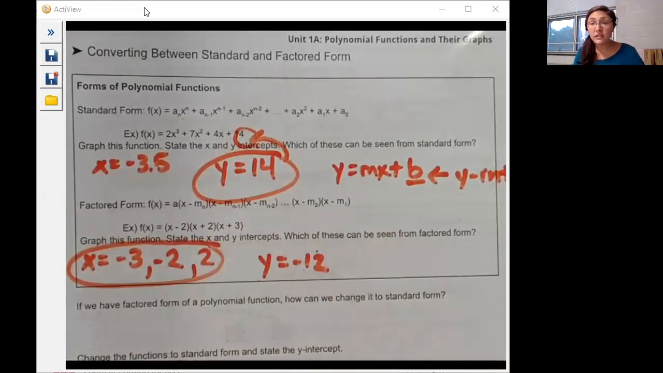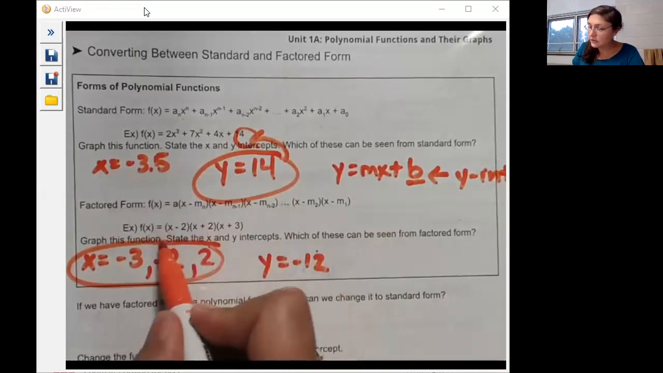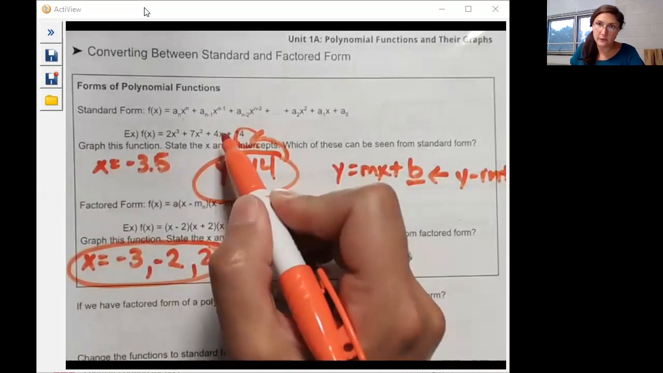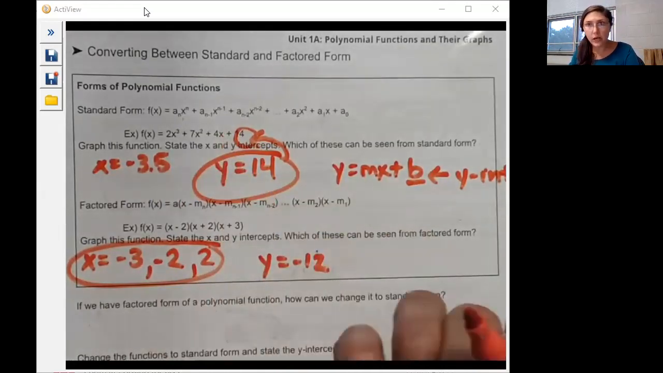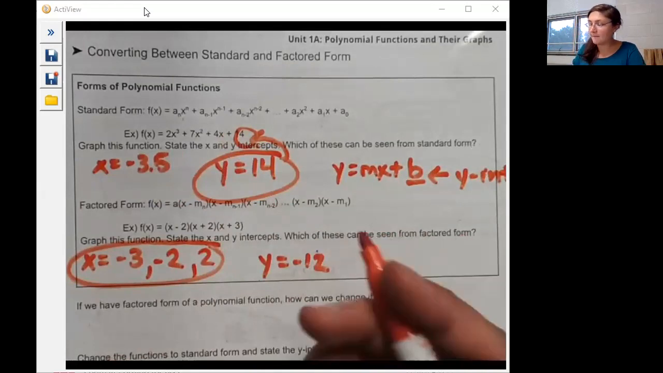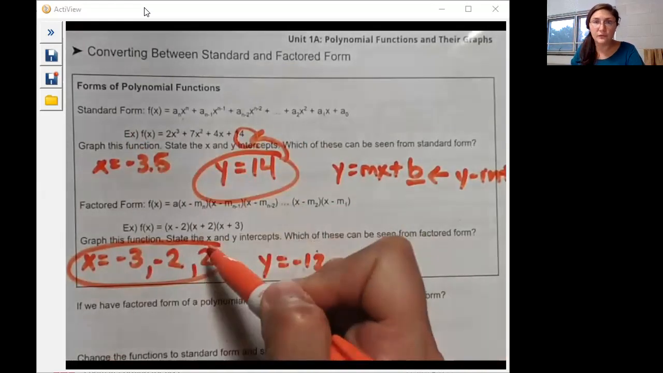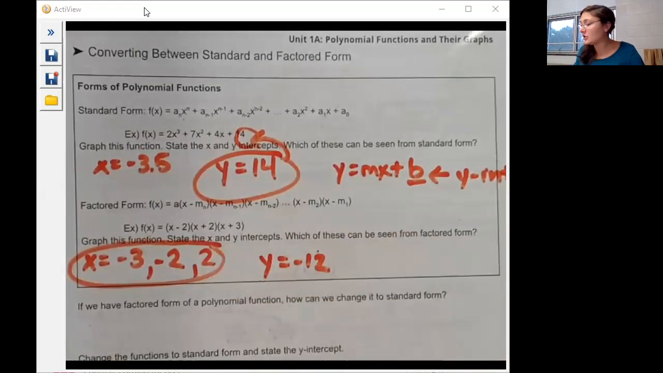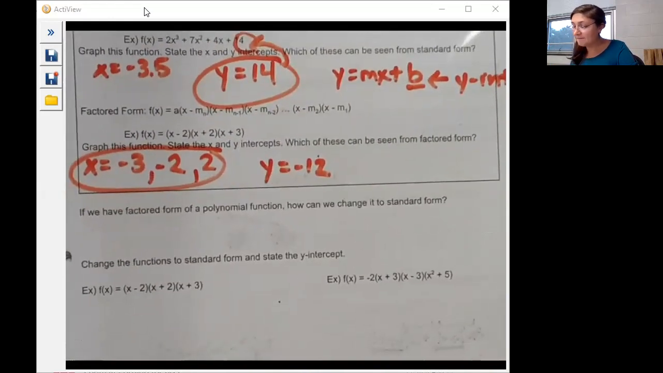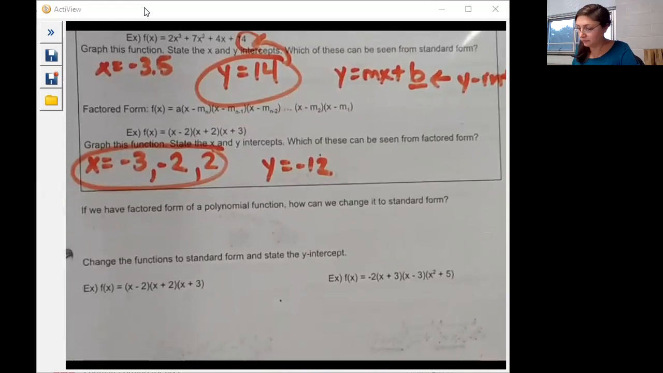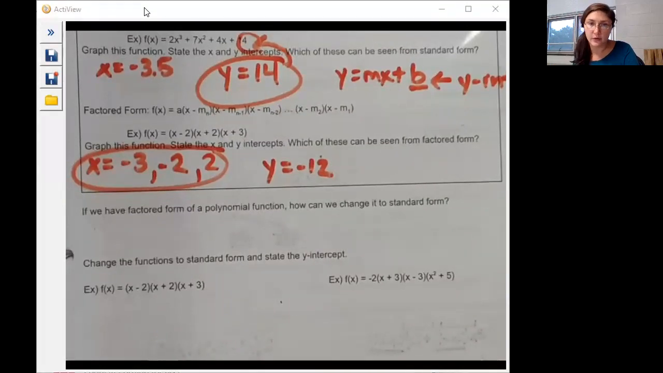So what we're going to look at for today together in class is how to get from factored form to standard form. And then your homework, and what we're going to work on in class the next few days, will be how to get from standard form to factored form. We'll look at a bunch of different strategies for that. Okay? But again, for today, we're just going to focus on how to get from factored form to standard form. So if I have factored form of a polynomial, how can I change it to standard form?